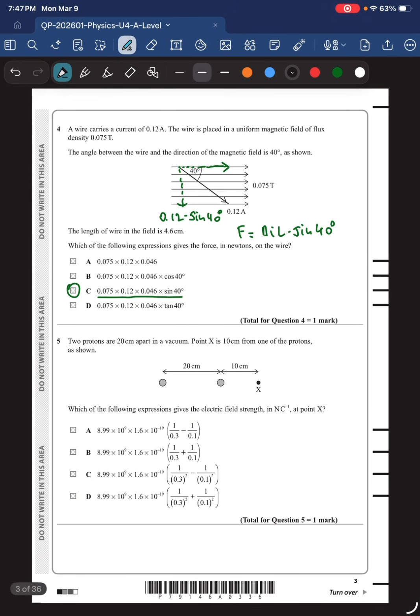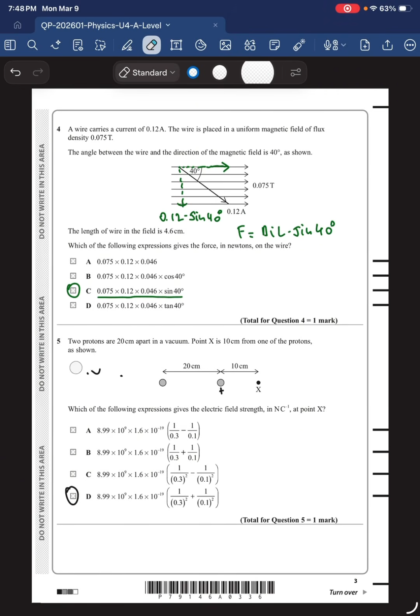Okay, A cannot be correct because these are positive charges, so you have to add two distances, okay? So A is wrong. B is also wrong because remember that the electric field is proportional to 1 over r squared, right? And then C is wrong because we are subtracting things. So D is the correct answer, but I can also show you the answer. So let's work it out.